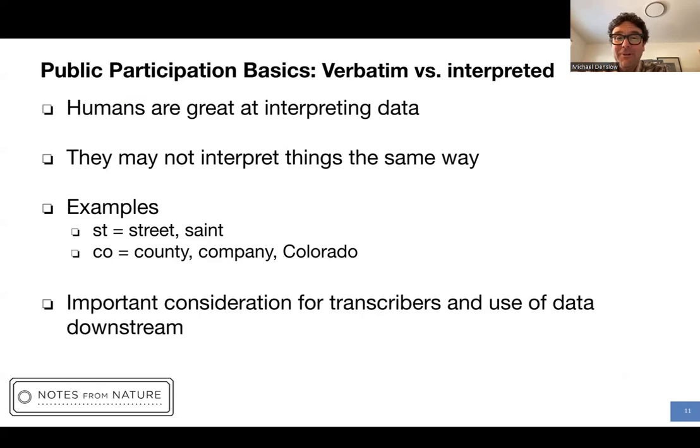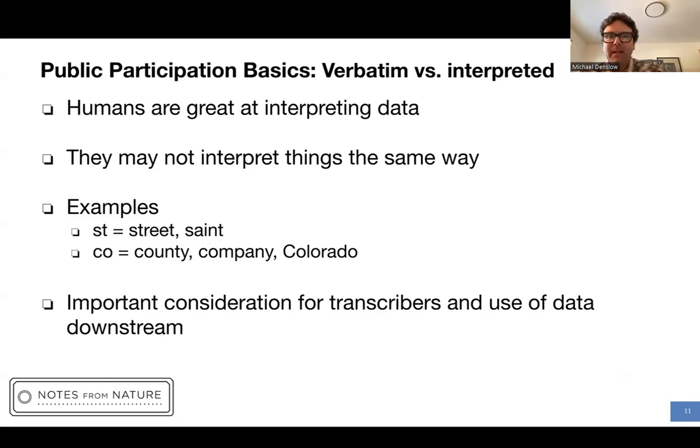However, there's a really strong argument that says that humans are really good at interpretation. Computers aren't really. And so why not have humans do interpretation of things? There's an argument to be made either way. But generally, we focus on verbatim types of things.